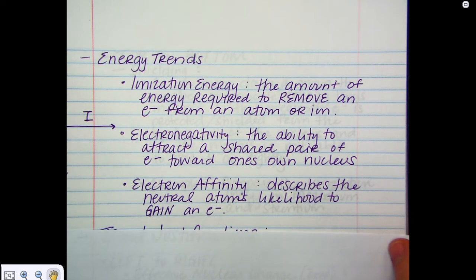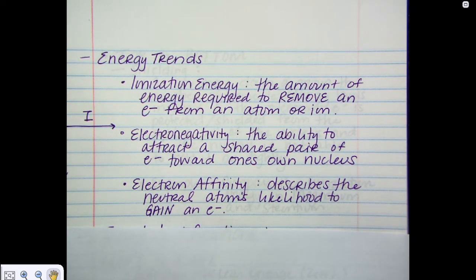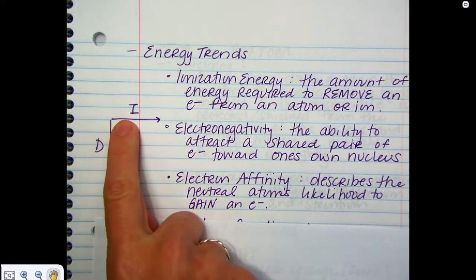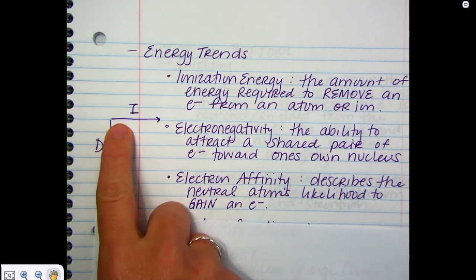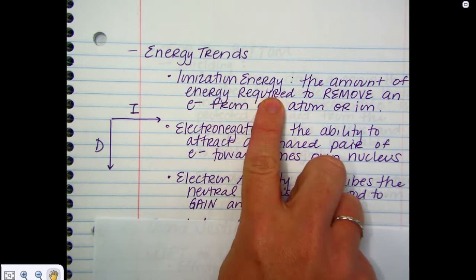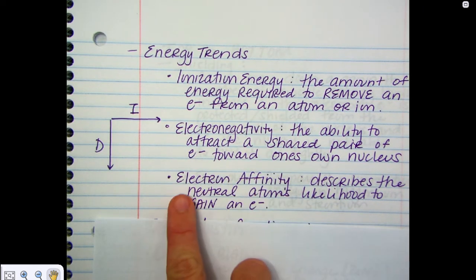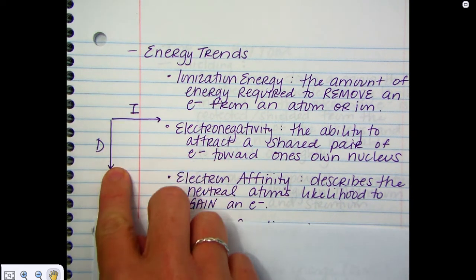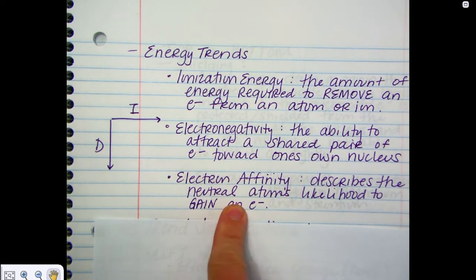And then finally, electron affinity. Electron affinity describes the likelihood of a neutral atom to gain an electron. So will it take on an electron? Does it really want to accept an electron? All 3 of those follow the same trend. As I go across, the ionization energy, electronegativity and electron affinity all increase. As I go down, all 3 of those things will decrease.